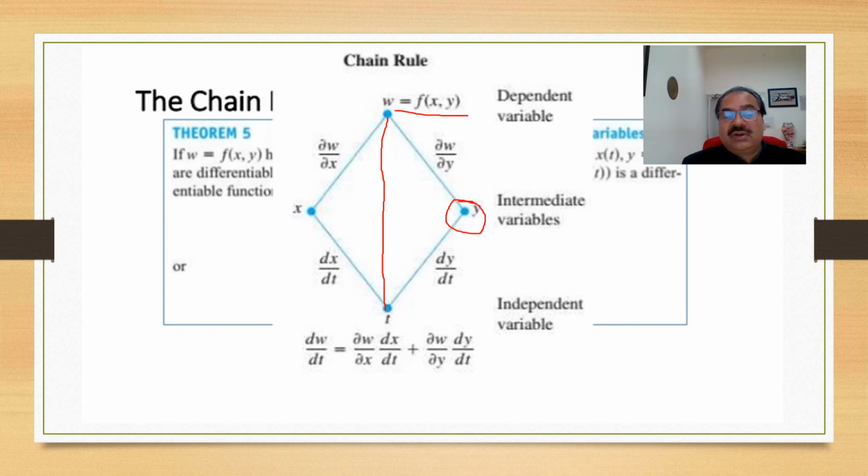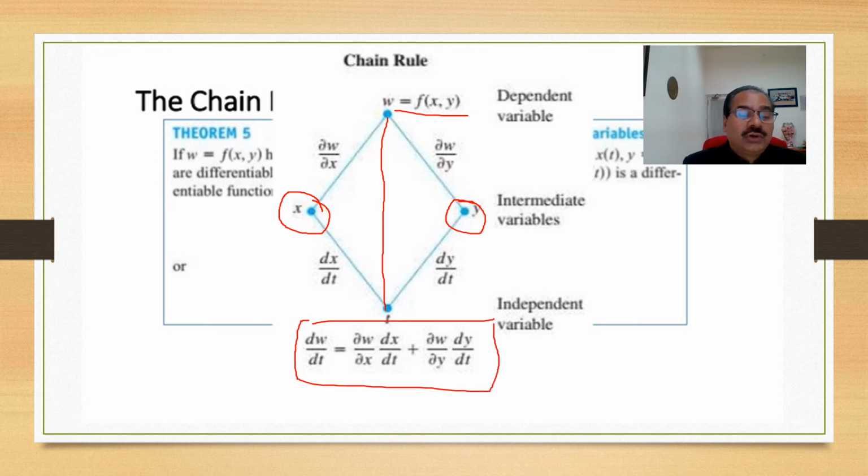So here the function was w, and the intermediate values x and y are defined in terms of t, an independent variable. Then you can write dw by dt is equal to del w over del x dx by dt plus del w over del y dy over dt. It means in the next lecture we will discuss total derivative. So in total derivative we will discuss something more about this.